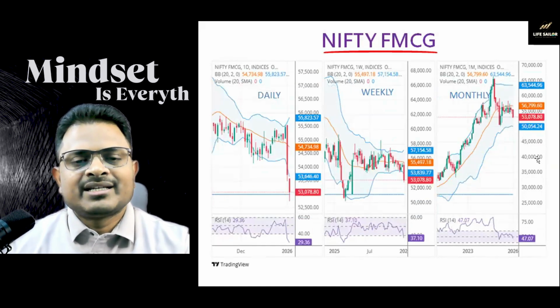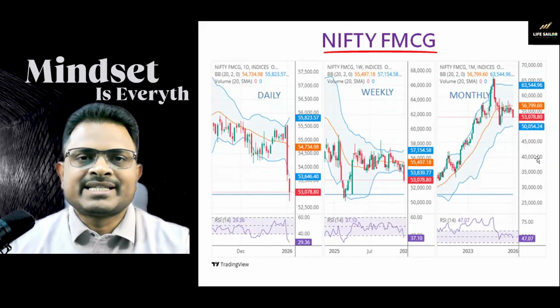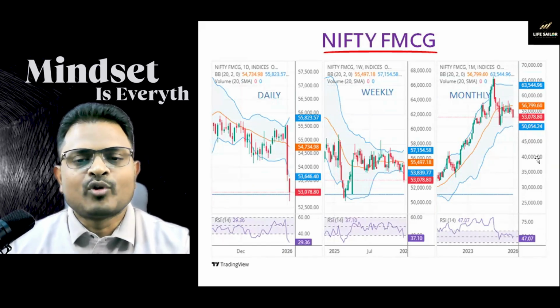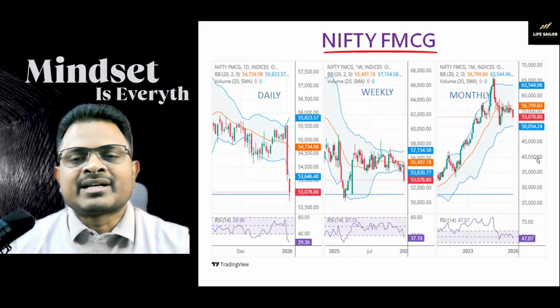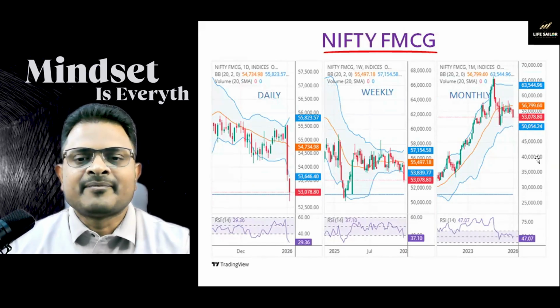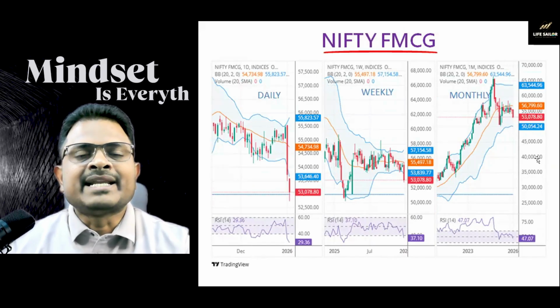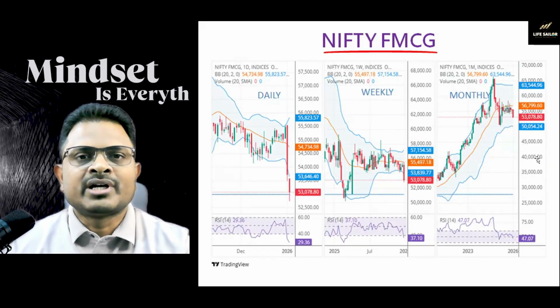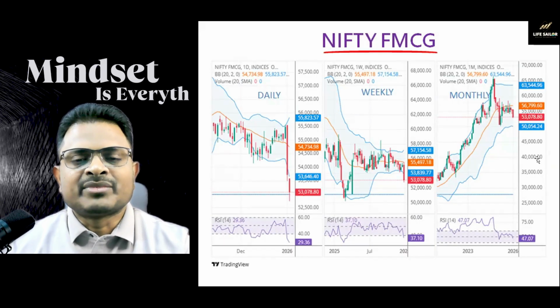Nifty FMCG, monthly RSI between 40 60, weekly daily below 40. So major concern in FMCG sector. Weekly chart breaking RSI 40, that is not good indication for the FMCG sector. There is something cooking behind the scene. So one must stay away from the FMCG sector in the present scenario.